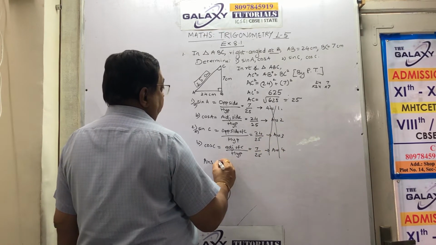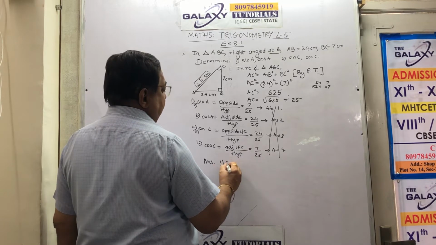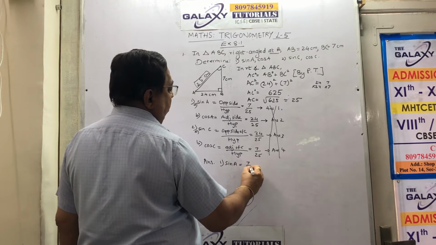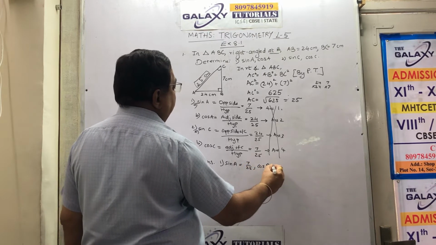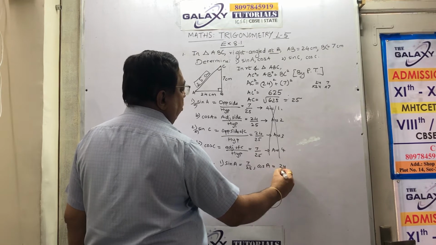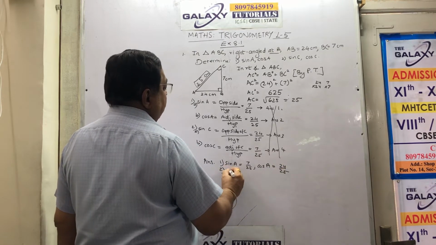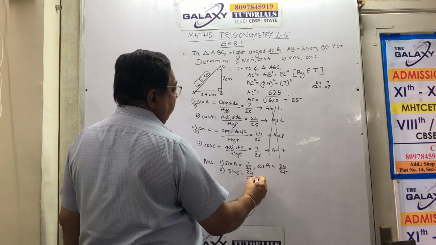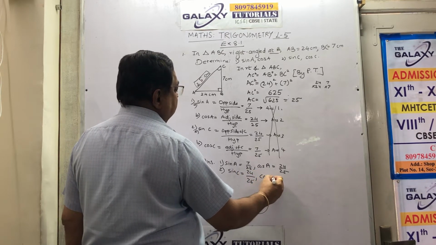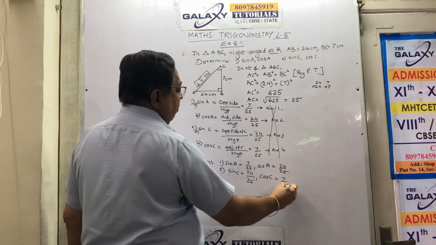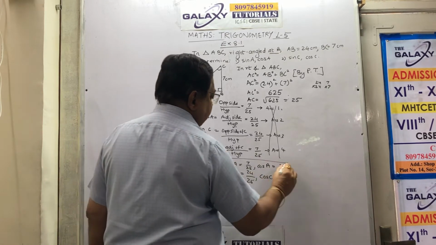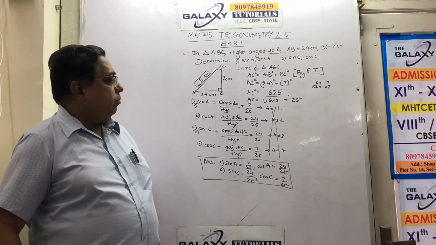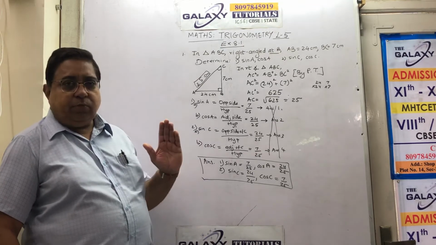Answer. First, sine A is equal to 7 upon 25. Cos A is equal to 24 upon 25. Second, sine C is equal to 24 upon 25 and cos C is equal to 7 upon 25. Please write the answer separately in the exam. Don't hurry. This is how we have to solve the sum. We will see the sum once again.